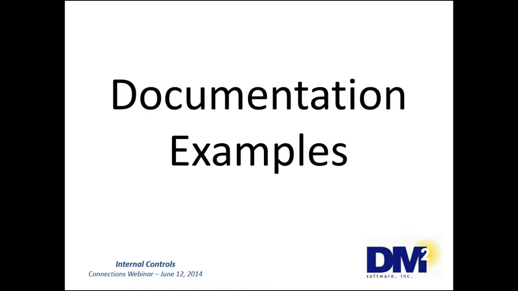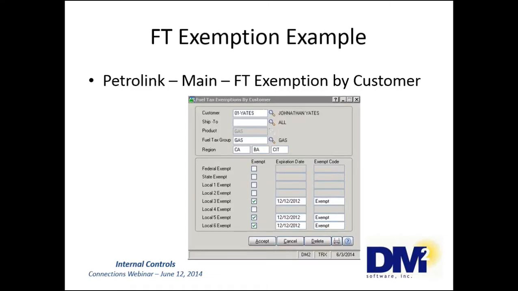Now I'd like to walk through some screenshots and discuss some examples of the verbiage that might go along with that screen. First one is a fuel tax exemption example. Any user documentation should, like you see here, tell the user where to find the function. Here it tells me it's in Petrolink, Maine, fuel tax exemption by customer. The remainder of the user documentation text may say something like this.